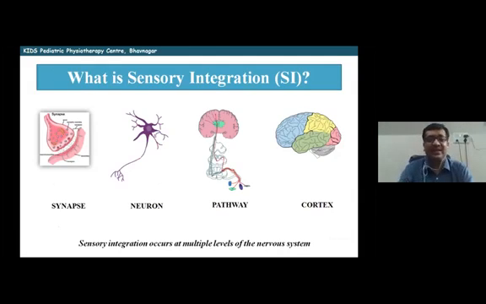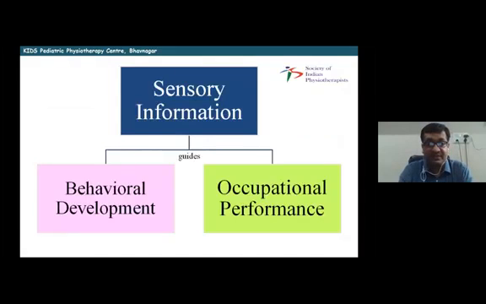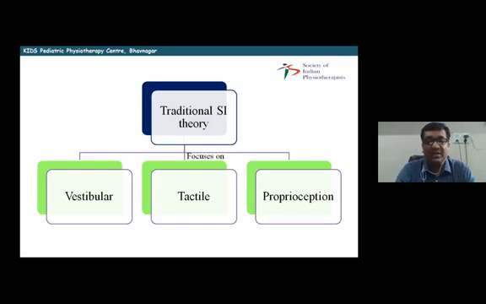Now, at which level does sensory integration work? It works from the level of synapse, neurons, and pathways, and reaches the cortex. So, sensory integration occurs at multiple levels of the nervous system. The sensory information we get guides behavioral development and occupational performance. As a physio, when we see from the ICF perspective, our ultimate goal is function. So when we get good sensory information, it leads to good behavior and good occupational performance, which lead to a good functional outcome.